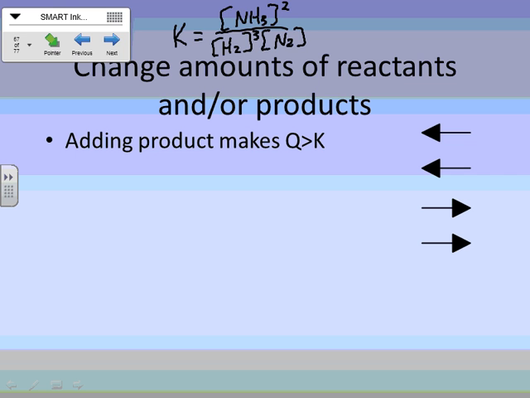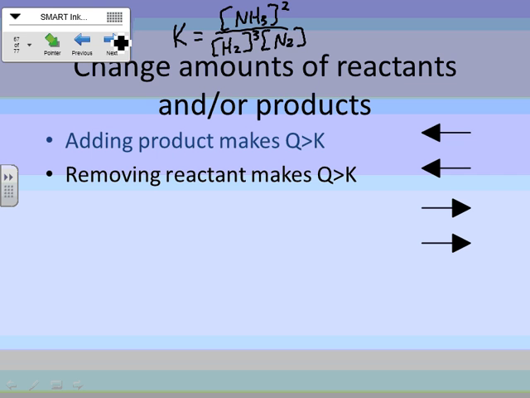So if we add product, now we're not at equilibrium anymore at that moment that we add the product. Okay, so now we're thinking again a little bit about Q. Q is when we're not at equilibrium. Anyway, if we add NH3, then you look at our expression up here. That makes this Q larger than our K was. All right, so to reestablish equilibrium, the equilibrium has to shift back to the left. Okay, and then we get back to our K.